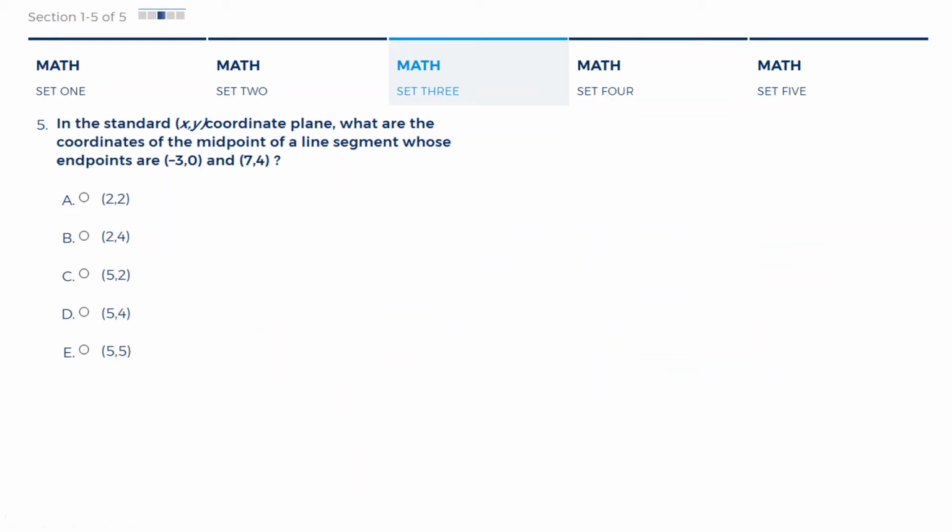In the standard XY coordinate plane, what are the coordinates of the midpoint? All right, so midpoint is simple. -3 plus 7 over 2, 0 plus 4 over 2. Guys, I'm not showing all the tricks. I'm just doing this as fast as I possibly can.